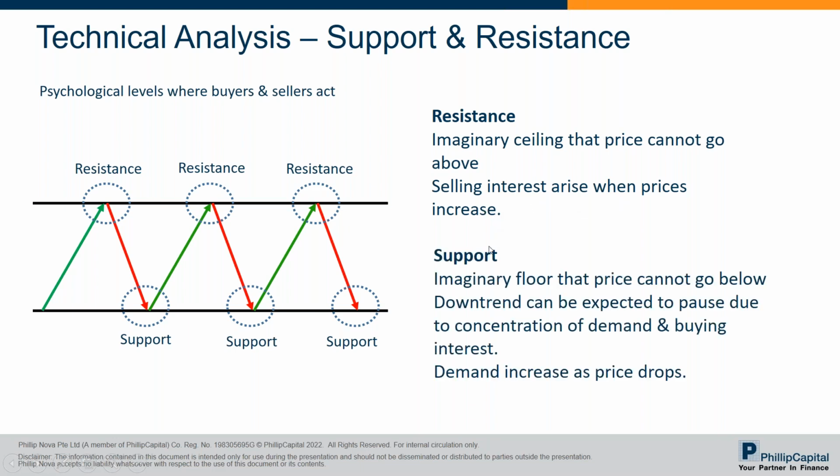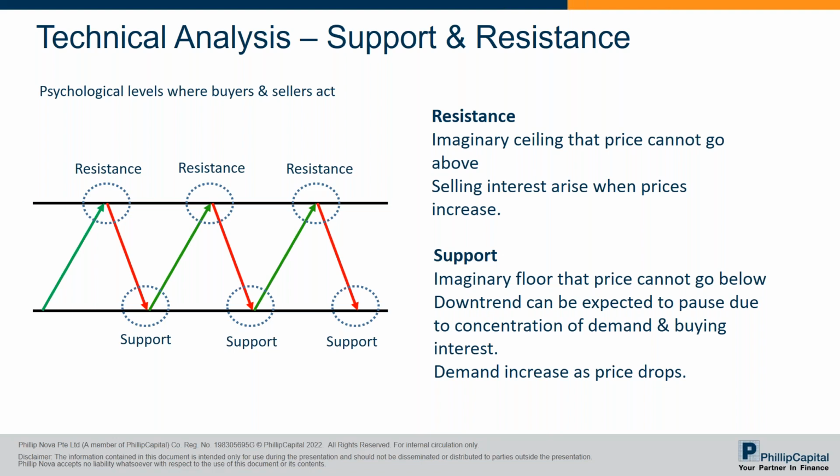Sorry for a typo here. So also to go through the explanation here, support is an imaginary floor that prices cannot go below. So the downtrend can be expected to pause due to the concentration of demand and buying interest. When the price reaches a support level, the demand tends to increase due to the decreased price.